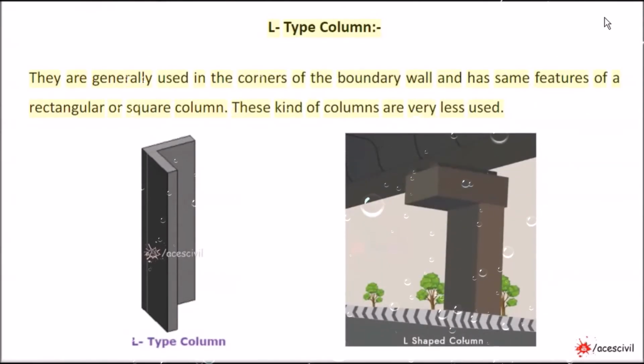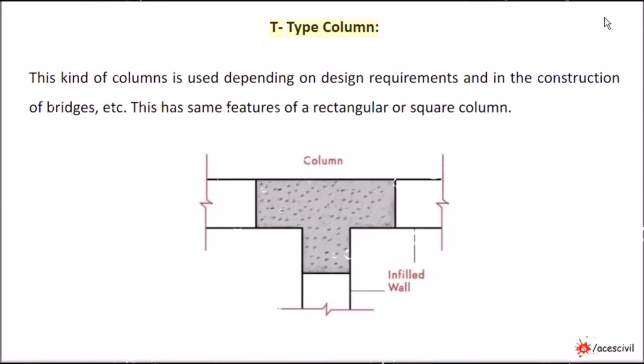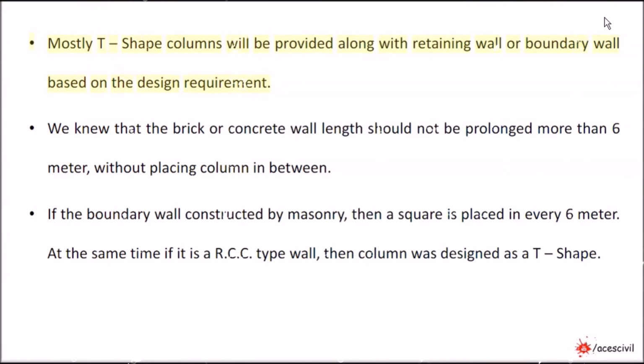L-type column. They are generally used in the corners of the boundary wall and have the same features as a rectangular or square column. These kinds of columns are very rarely used. T-type column. This kind of column is used depending on design requirements and in the construction of bridges, etc. It has the same features as a rectangular or square column. Mostly T-shaped columns are provided along a retaining wall or boundary wall based on the design requirement.